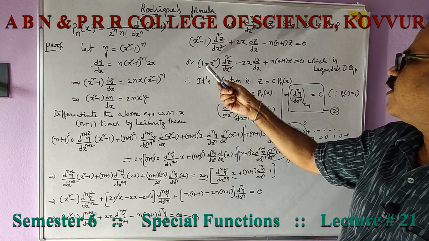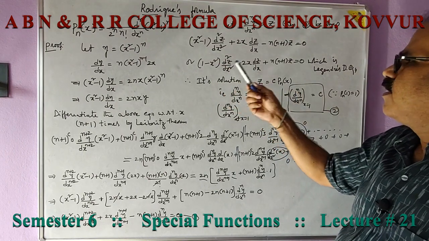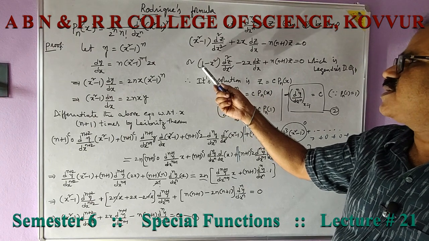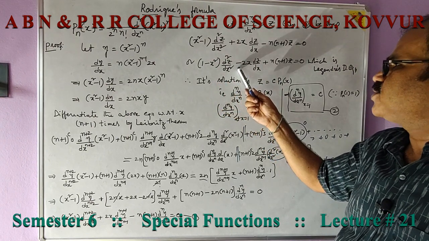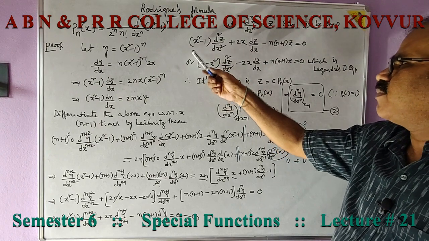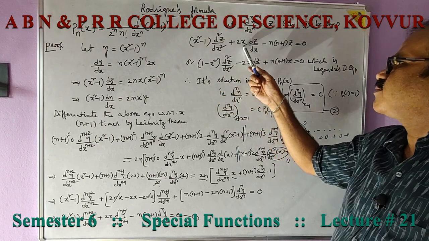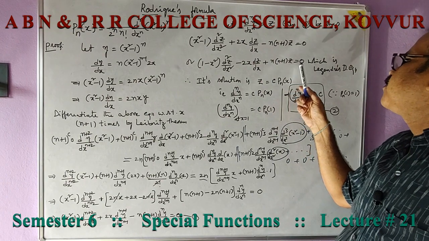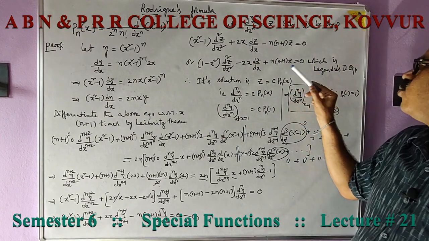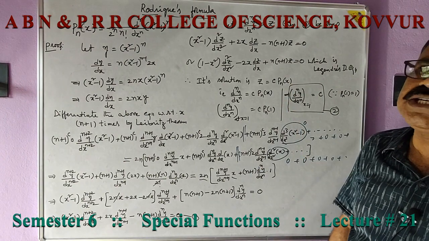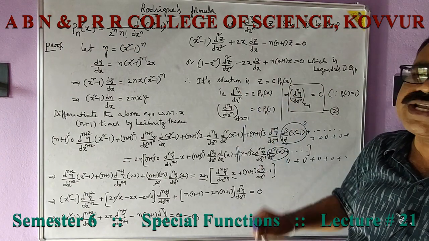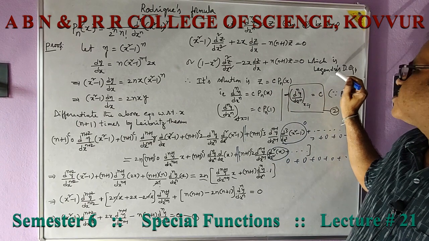This can be written in this way. Change the signs: 1 minus x square d square z by dx square, minus 2x d z by dx, plus n into n plus 1 into z is equal to 0. Minus of x square minus 1 is 1 minus x square. This is of the form of Legendre's differential equation. In place of y you have z here. This is a Legendre's differential equation.